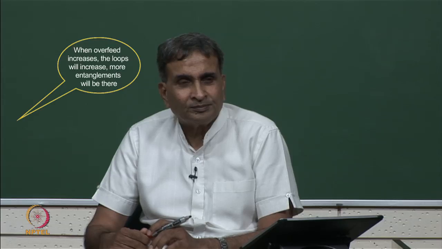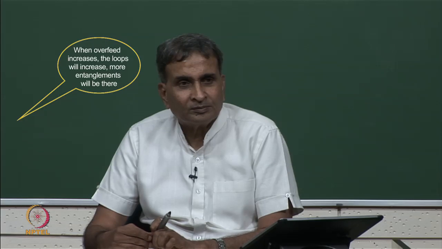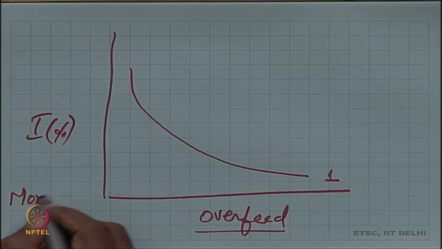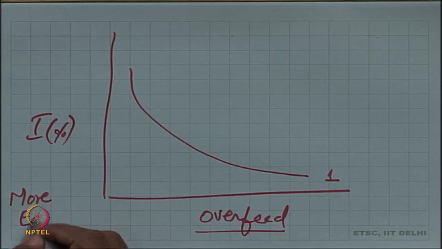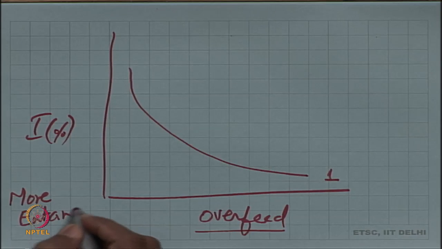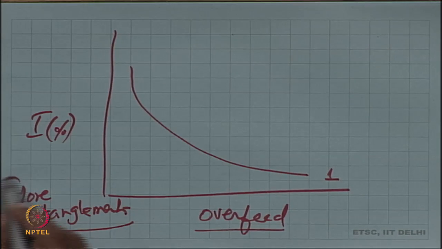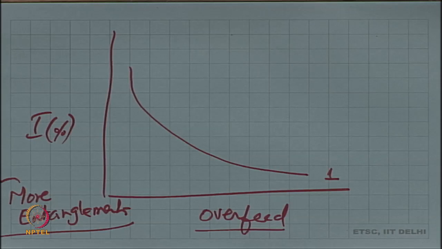So if there's no response, we would like it to be explained as to why you believe that it should decrease. When the overfeed increases, the loops will become more entangled, and more entanglements will be there. So what you're saying is when your overfeed is higher, there are more entanglements. So, happy with this argument? So, what is the other argument then?